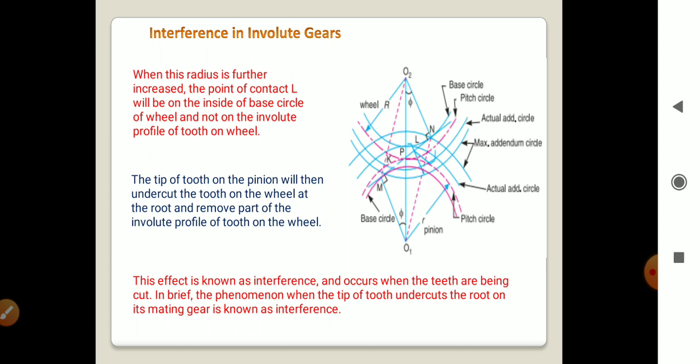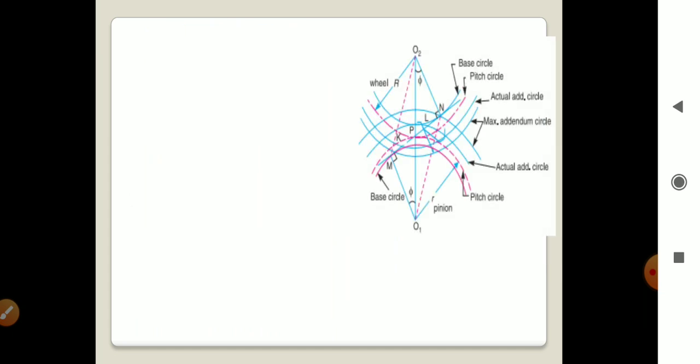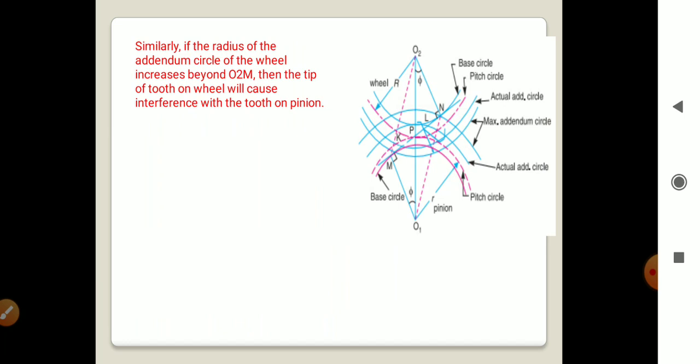That means suppose two gear teeth are in meshing. Suppose one tooth undercuts the profile of another tooth, then this phenomenon is known as interference. That means damage will occur there. Similarly, we already saw this in the pinion, and in the same way we will see it in the wheel.